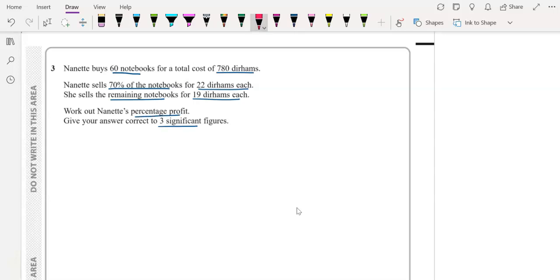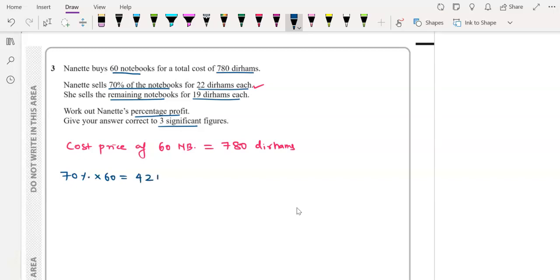Okay. So the total number of notebooks bought was 60. So the cost price of 60 notebooks is 780 dirhams. Okay. Now, out of these 60 notebooks, 70% was sold for 22 dirhams each. So step 1 will work out what is 70%. So 70% of 60, that is 42 notebooks, are sold for 22 each.